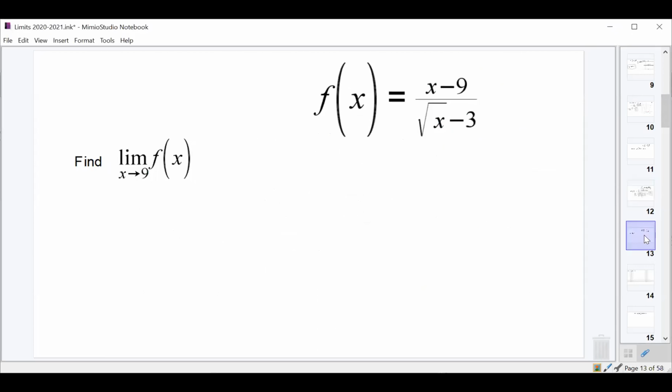All right. This one's a little bit more difficult, but what's the first thing we should do with it? It's a limit, so what do we need to do first? Plug it in. Plug in the 9. What happens when I plug in 9? You get 0 over 0. So that's a problem. Once again, how are we going to solve that problem?